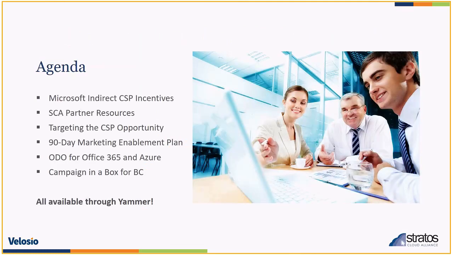So our agenda today is pretty jam-packed. We're going to cover the FY19 Indirect CSP incentives provided by Microsoft. We're going to be sharing some updates regarding our SCA partner resources. We have a little exercise and a template that you can use to help target the CSP opportunity. Then we're going to dig down into our 90-day marketing enablement plan.